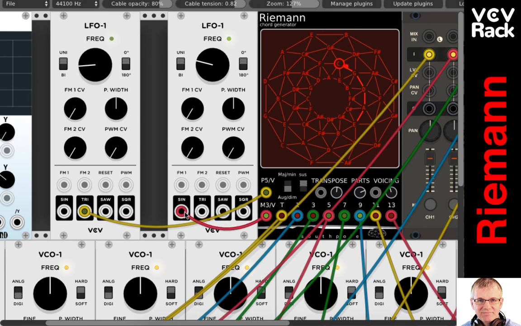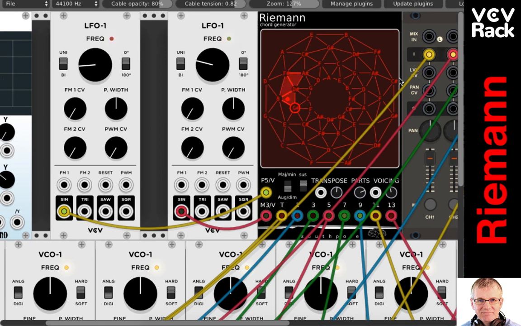Now if I change it to a sine wave, the manner in which they change will be different. There will be much more curves to it, and the ball will slowly move around in a really organic way, because you have two LFOs affecting that ball as it moves around. So that's how it controls the chords.